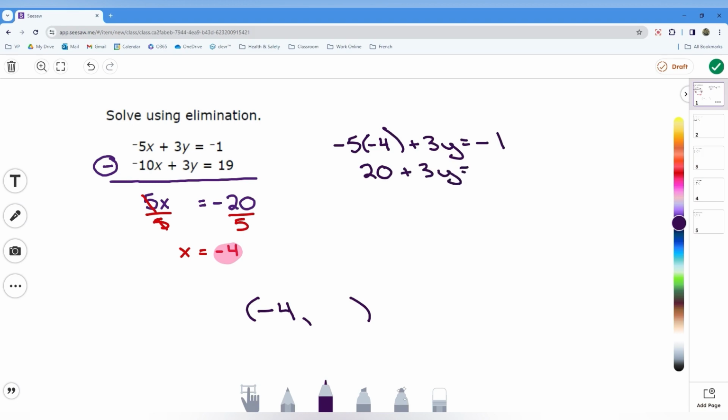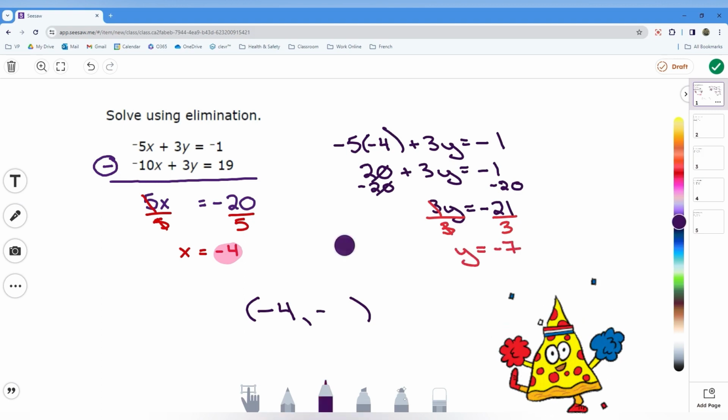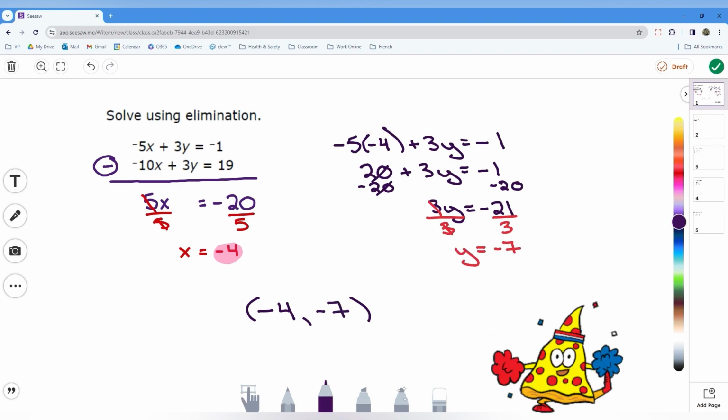Now the next step to get y by itself is to move the 20. In order to move the 20 to the other side, I need to get this to 0, and the way to do that is to subtract 20 from both sides. Now I have 3y equals minus 1 minus 20 more is negative 21. And just like previously, the last step is to divide by whatever is attached to y. So once again, we're going to divide by 3 this time so that those 3's cancel. And now my y equals negative 7. So there is my solution set, minus 4 and minus 7.